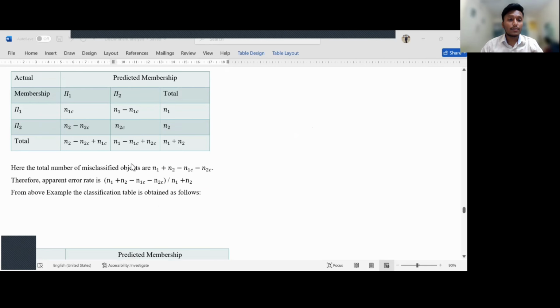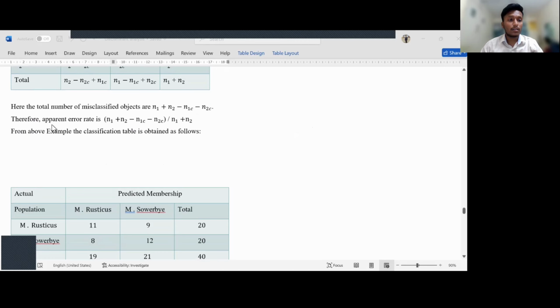So using this form, we will calculate the total number of misclassified objects as N1 plus N2 minus N1C minus N2C. So we will get the number of misclassified objects, and therefore the apparent error rate is N1 plus N2 minus N1C minus N2C divided by N1 plus N2. We will get the apparent error rate.